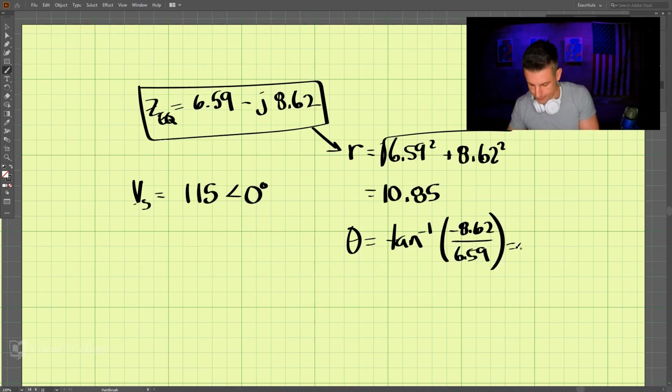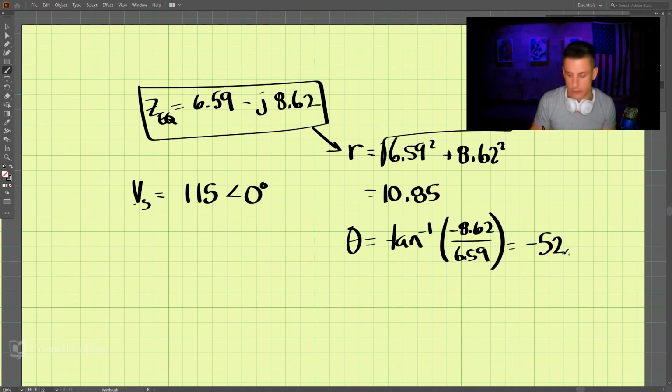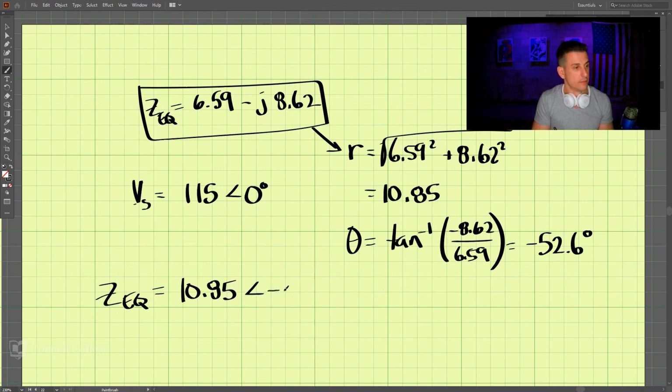And then we have theta, which is inverse tangent of negative 8.62 divided by 6.59. That is negative 52.6 degrees. So our equivalent impedance is 10.85 at an angle negative 52.6 degrees.